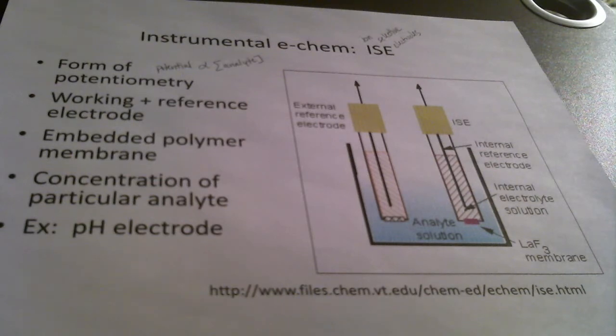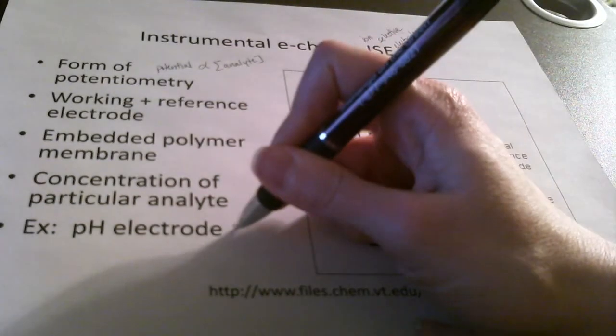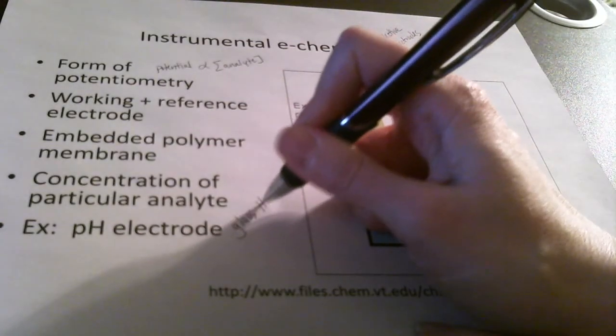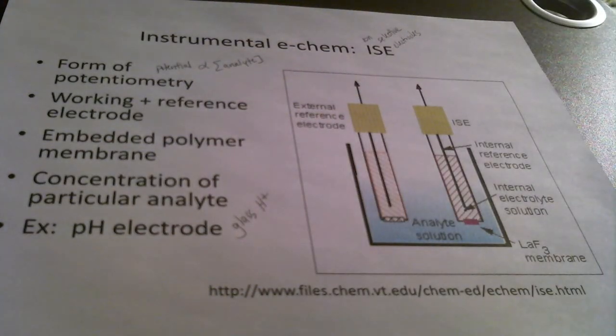And all of you have actually worked with ion selective electrodes and maybe have not realized that, because a pH electrode is an example of this. Now, rather than using a polymer membrane, a pH electrode uses a glass membrane, and it turns out this glass membrane is selective to the H+ ion. So our potential is going to be proportional to how much of our hydrogen ion is present, which is an indirect measure of our pH. So that's essentially how our pH probes work.